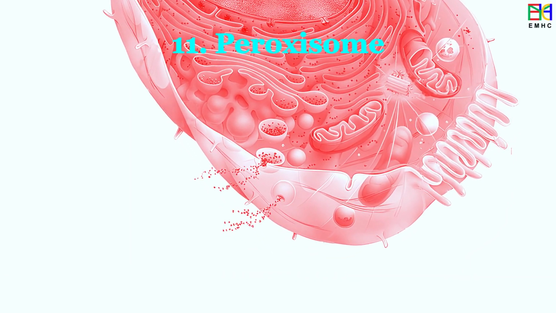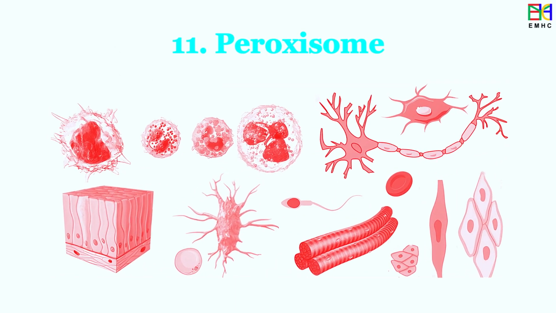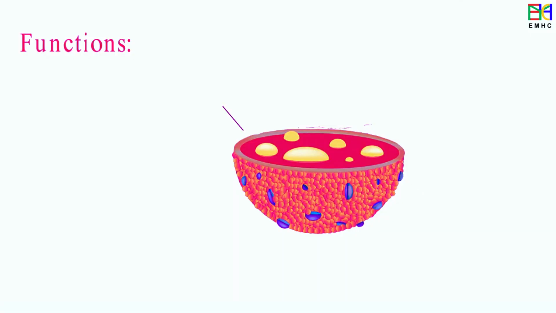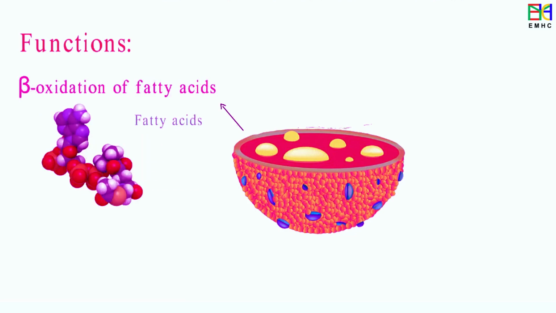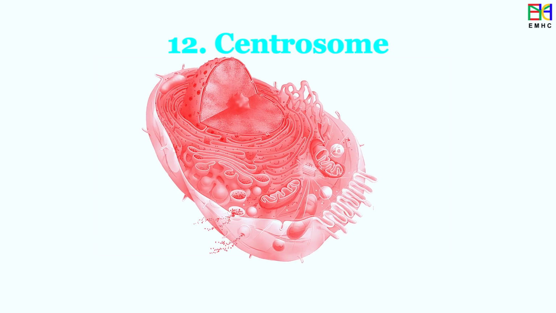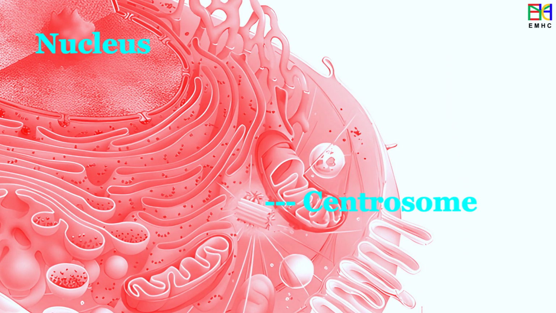Peroxisomes are membrane-bound organelles that appear similar to lysosomes, but are smaller. They are found in nearly all cell types. A typical human cell may contain dozens to hundreds of peroxisomes. Peroxisomes contain enzymes involved in various metabolic reactions, including the breakdown of fatty acids and detoxification of harmful substances such as hydrogen peroxide. The centrosome is an area of the cytoplasm located near the nucleus.